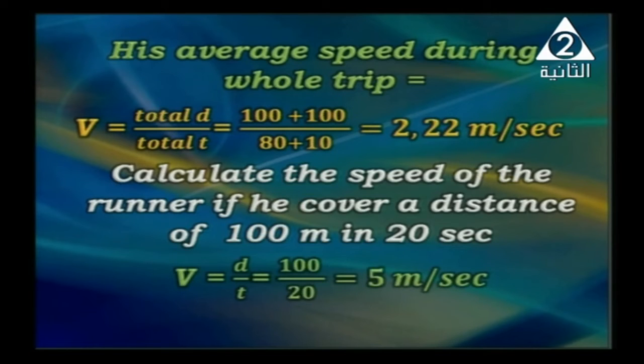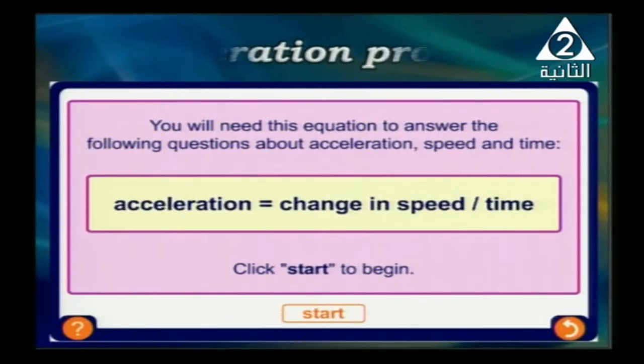Calculate the speed of the runner if he covered the distance of 100 meter in 20 seconds. So we have 100 meter in 20 seconds, which is 5 meter per second. Why? Because here they ask for the speed of the runner covering 100 meter in 20 seconds, a different time. So 100 divided by 20 equals 5 meter per second.